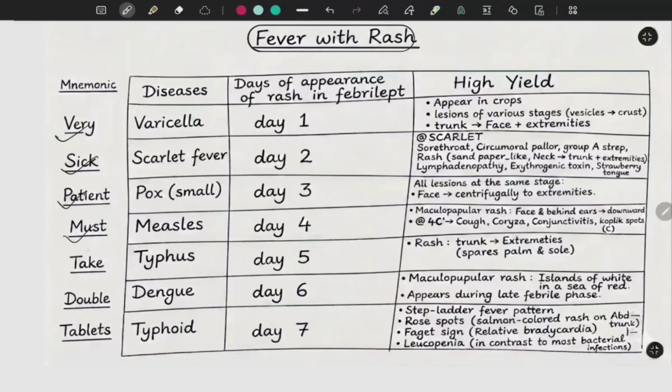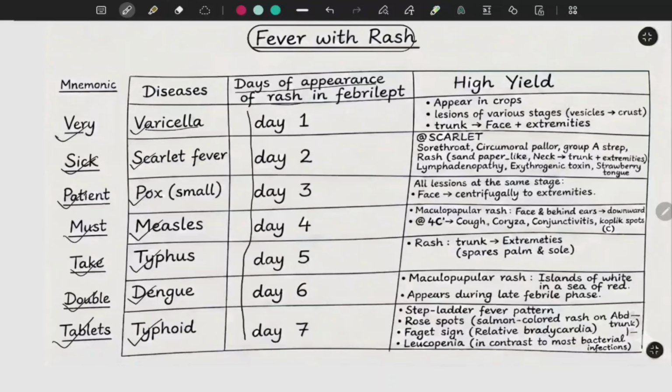Very sick patient must take double tablets. Here V stands for varicella, S for scarlet fever, P for pox, M for measles, T for typhus, D dengue, and T typhoid fever. And in this column you can see ranging from day 1 to 7, and these are the days of appearance of rash after fever.